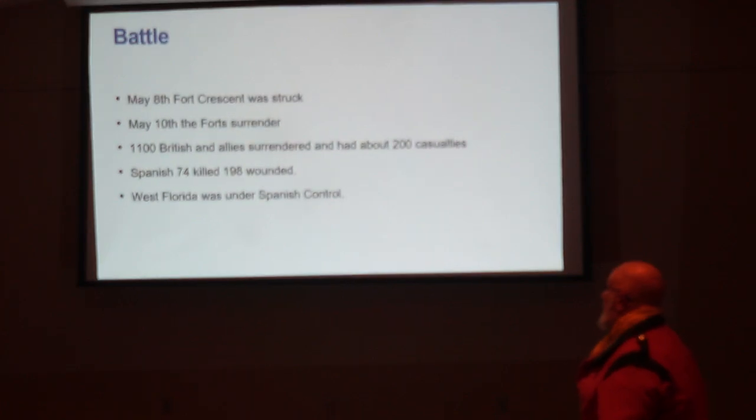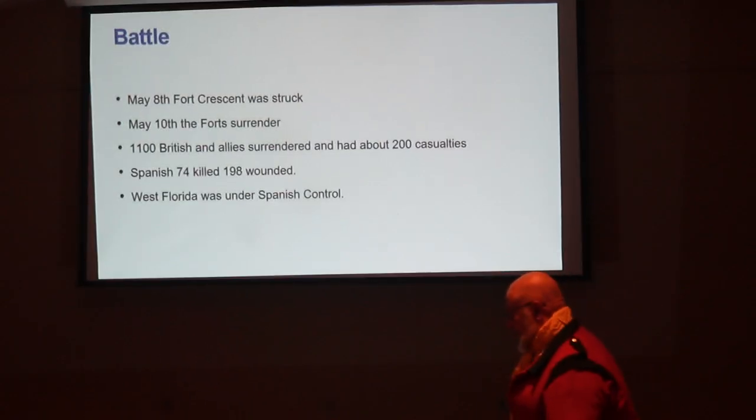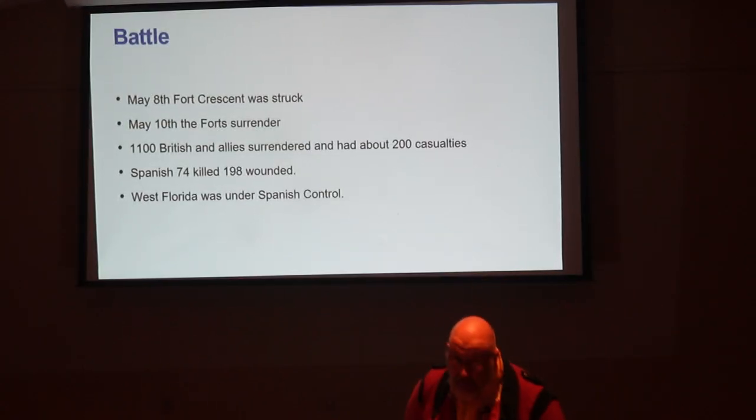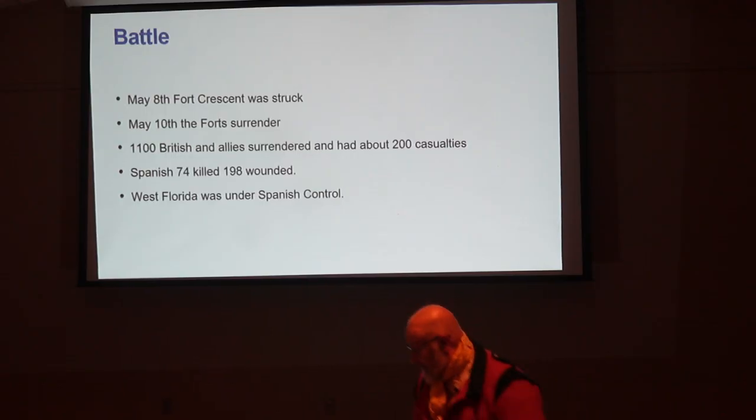May 8th, they attacked Fort Crescent. Part of what happened was the Spanish actually got a lucky shot and blew up a Spanish arsenal, which took out most of the fort and also took out most of the British powder and weapons supply. So the British were sitting there with almost no powder, no weapons. Because the numbers they had, they should have been able to stand up, but they didn't.